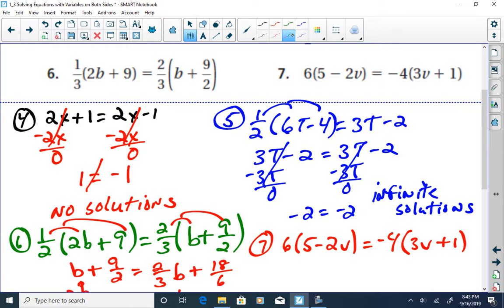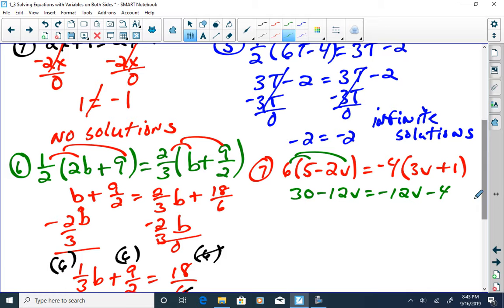On the left side of the equation, I see the distributive property, so we'll do that first. 6 times 5 is 30. 6 times 2 is 12, so that's minus 12b, is equal to negative 4 times 3b, which is negative 12b. Negative 4 times positive 1 is negative 4.